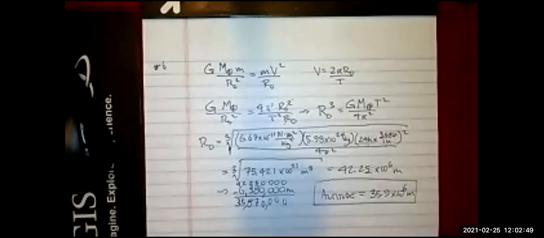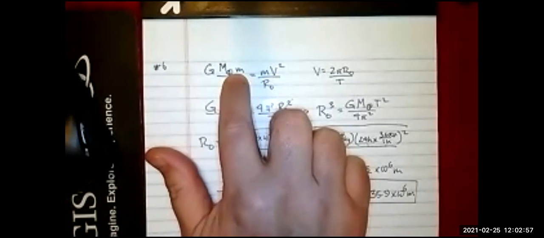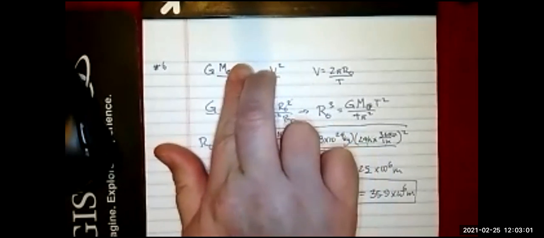How do you get rid of that small m? What's that now? Like at the beginning when you had GMm. Right. There are m's on both sides. So if I multiply by 1 over m on both sides, this one will disappear and that one will disappear.